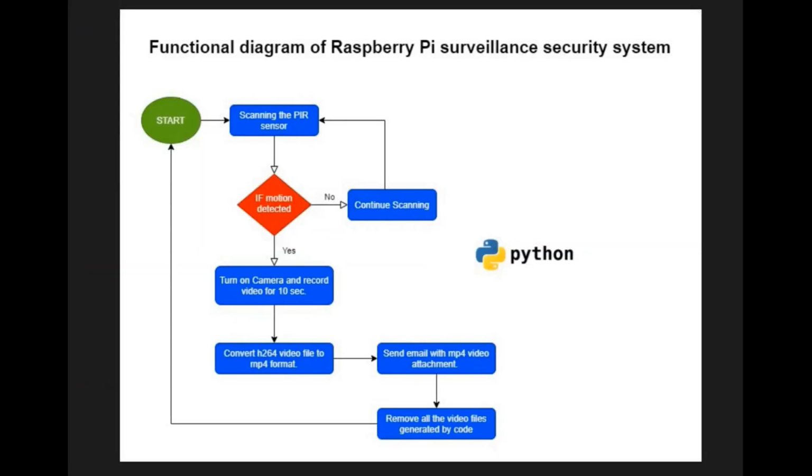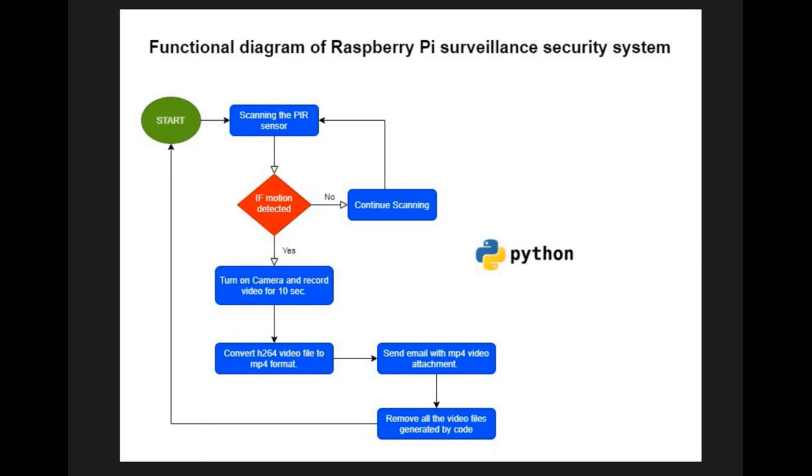Before we start the programming, let's see how the algorithm for the surveillance security system will work. The code will continuously scan the PIR motion sensor input. The PIR motion sensor provides the input in binary form. If it detects the motion, it will send 1, otherwise 0. If code detects any motion from the PIR sensor, it will turn on the camera and record video for 10 seconds. You can manually change this timing from 10 to 20 or 30 or so on.